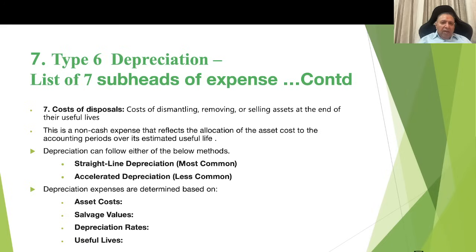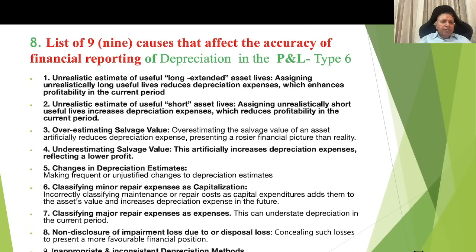Depreciation is primarily a non-cash expense that reflects the allocation of the asset's cost over the accounting periods of its estimated useful life. Depreciation can be of two types primarily. One is the straight line method of depreciation. Number two is the accelerated depreciation method, in which the depreciation rate is higher in the initial period. Depreciation expenses are therefore determined based on the asset's cost, salvage value, depreciation rates, and useful lives.